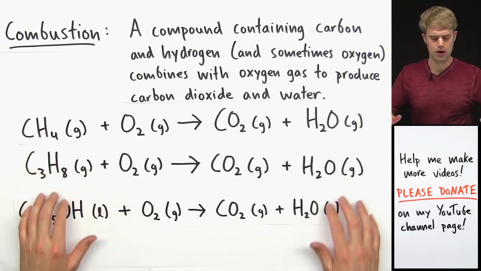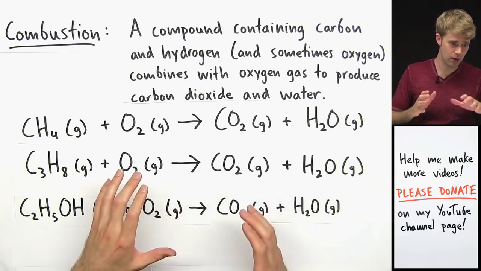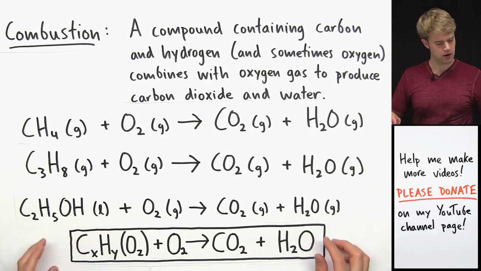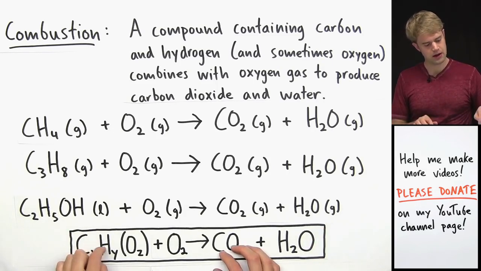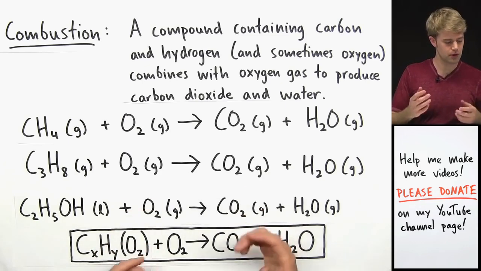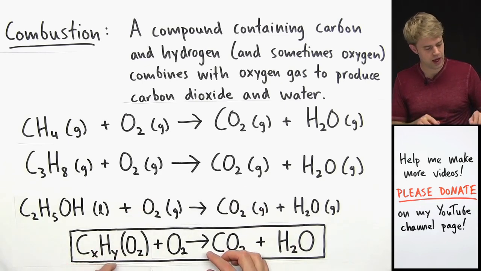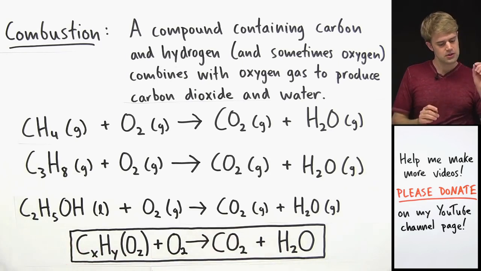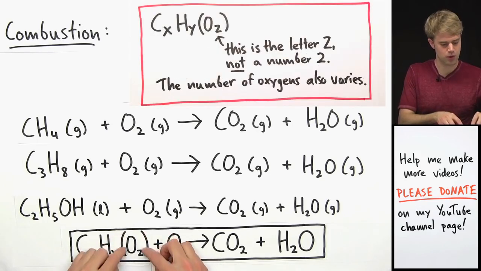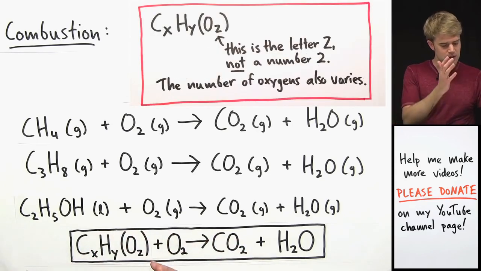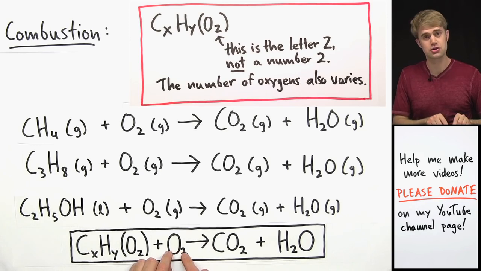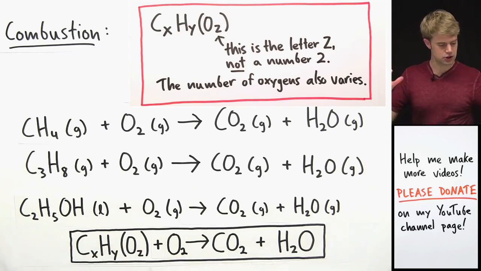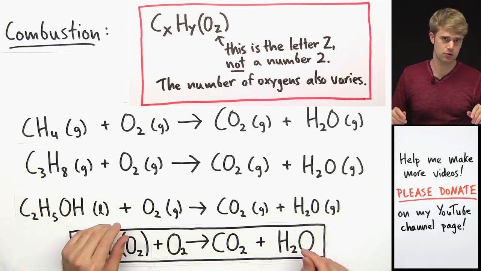So if we wanted to come up with a general way to write the formula for a combustion reaction, it might look a little bit like this. We start out with something that has carbon and hydrogen in it, and we can have different numbers of carbons and hydrogens. That's why I put this X and Y here, because the number of carbons and hydrogens varies, and it doesn't really matter either. Sometimes the compound has oxygen in it, which is why I put the oxygen here in parentheses. We take this compound, it combines with oxygen, and it produces carbon dioxide and water. So this here is the generic general equation for a combustion reaction.